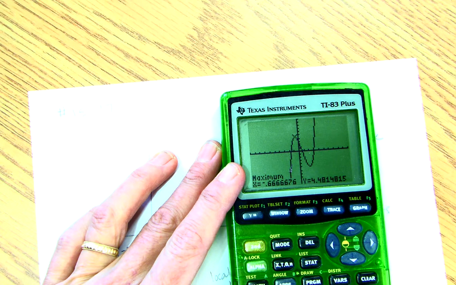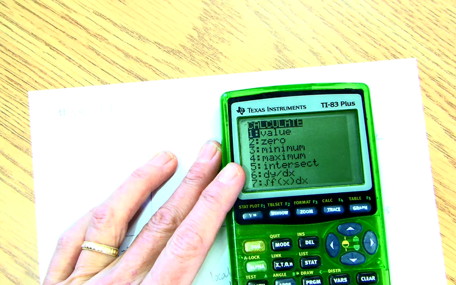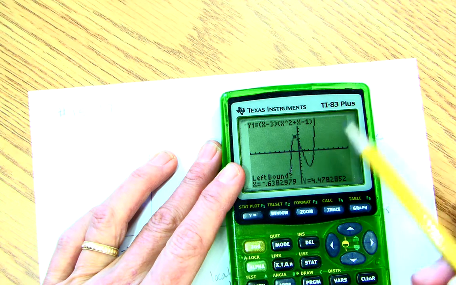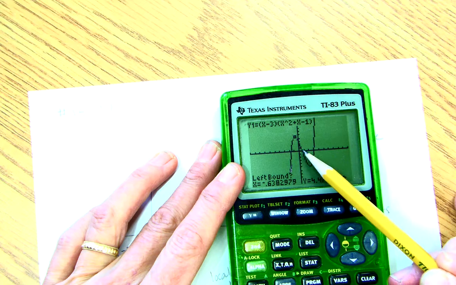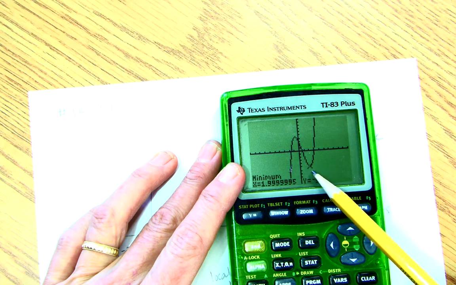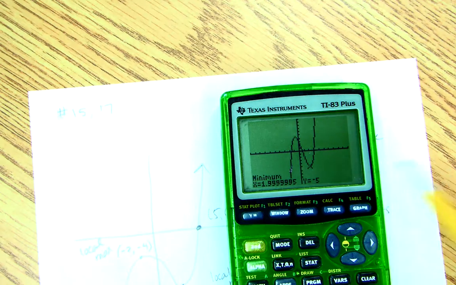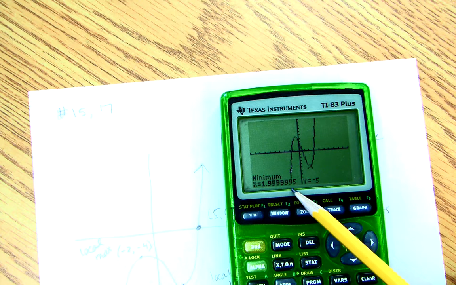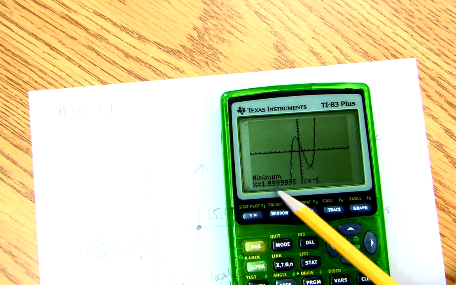This is a min, so I choose number 3. And again, I have to tell it where to look. Look between 1 and 5. Left bound is 1, right bound is 5. And there it is right there. That's 2, essentially. Something about the pixels on the calculator. (2, -5) is a minimum.